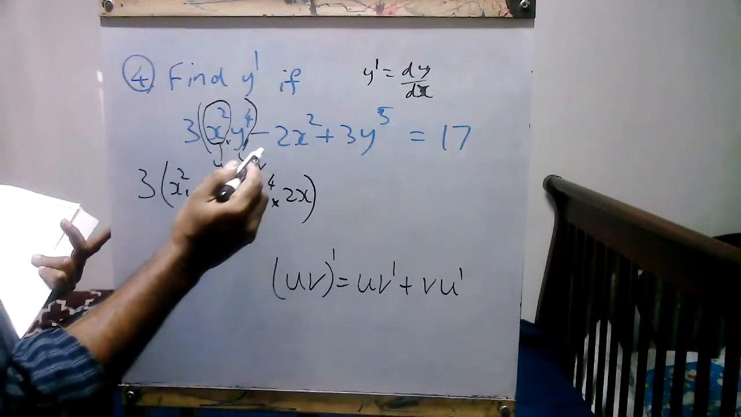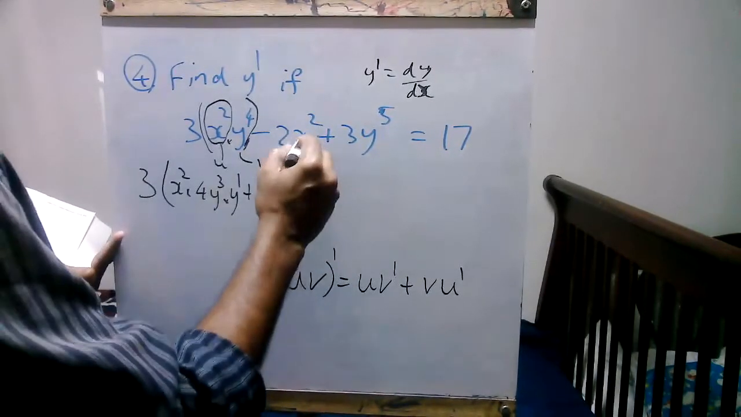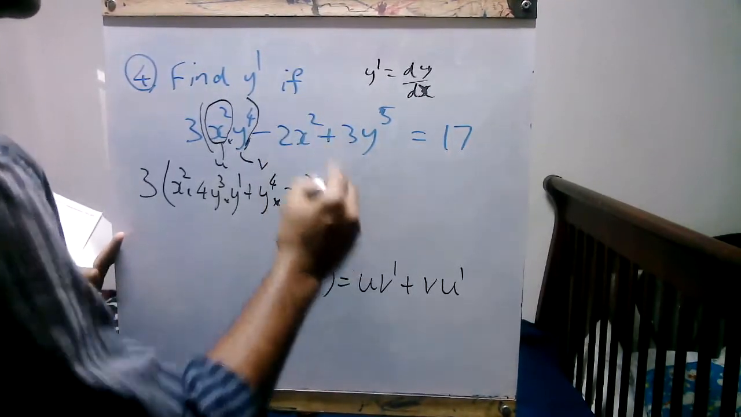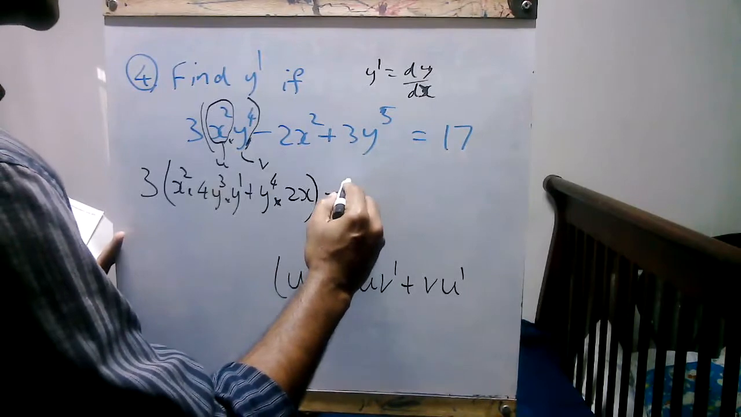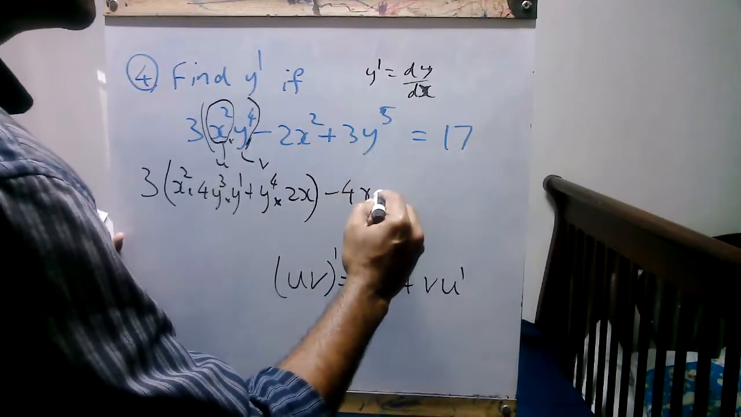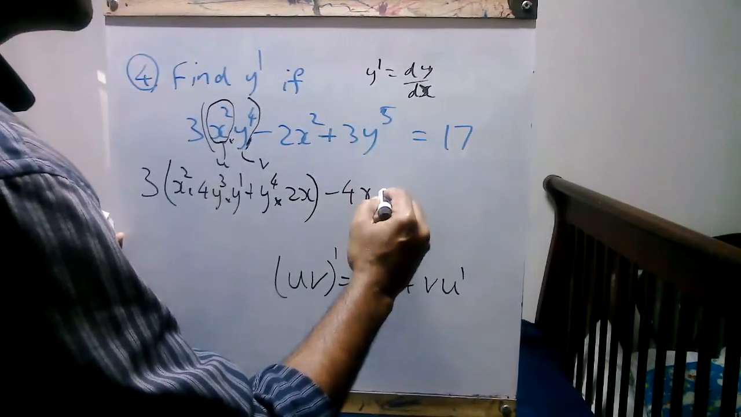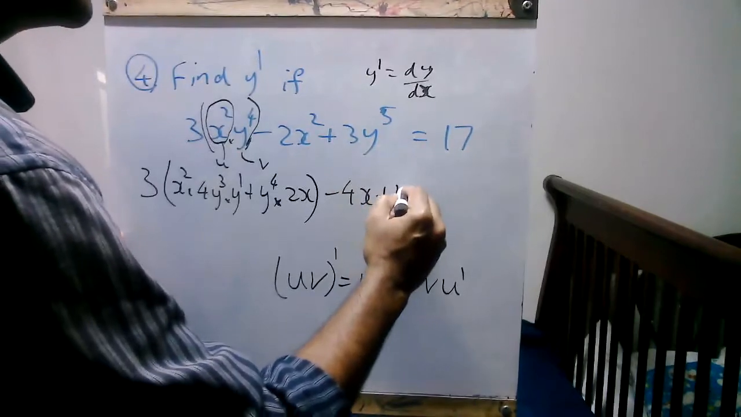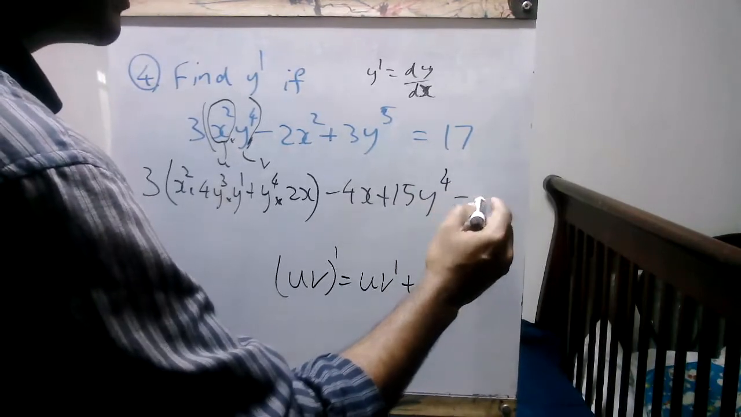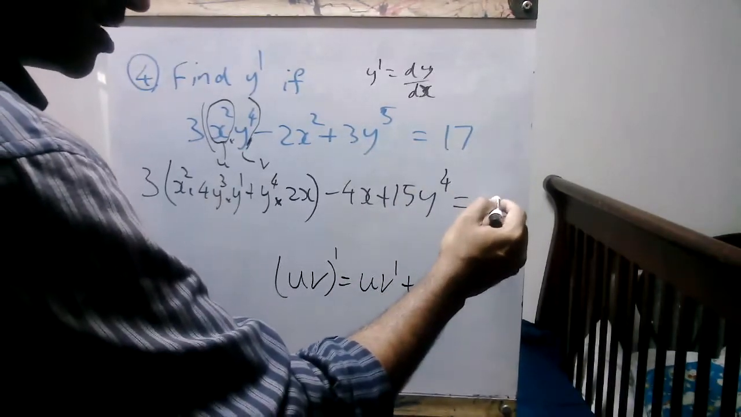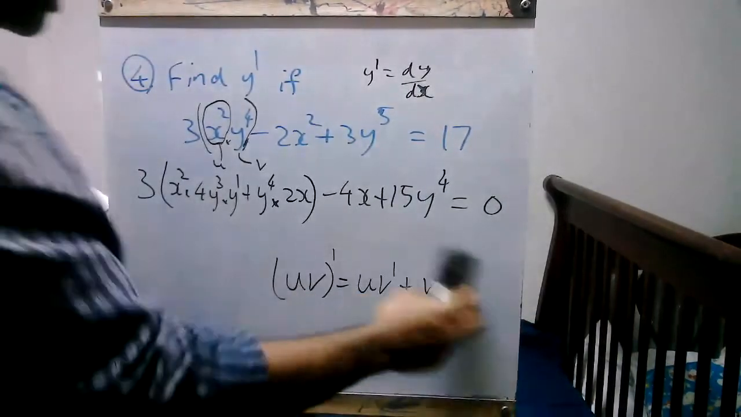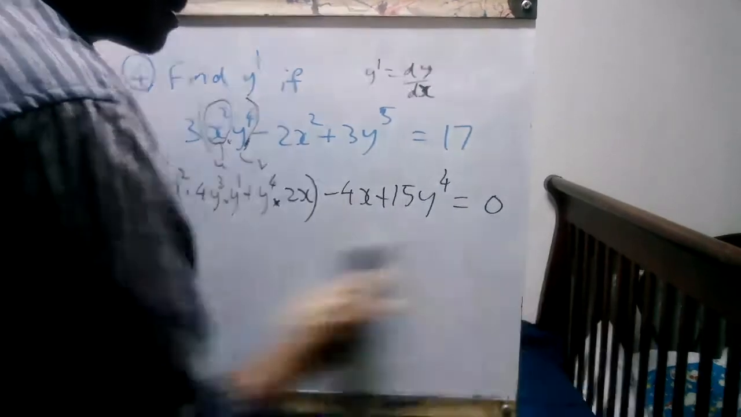Now the derivative of 2x squared, it's only a single variable there, so we can use the power rule, x to the n minus 1, we get 4x to the 1. Here we learn this, how to do it. Plus 5 times 3 is 15, y to the power 5 minus 1 is 4, equal to the derivative of 17, which is 0 because it's a constant. There's this product rule.